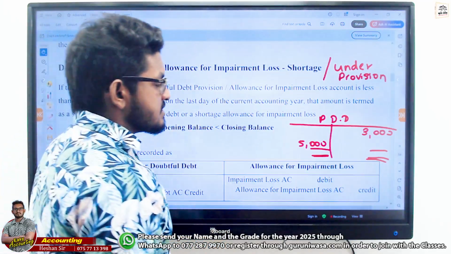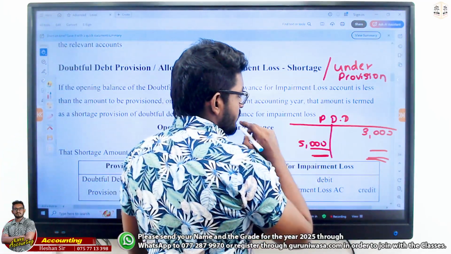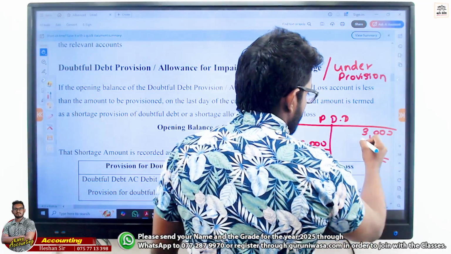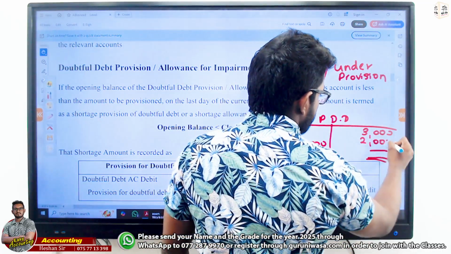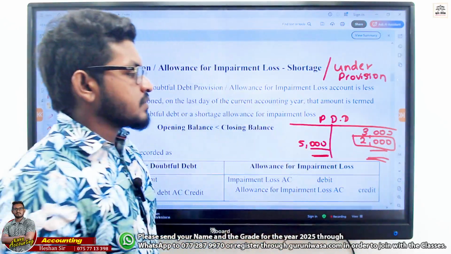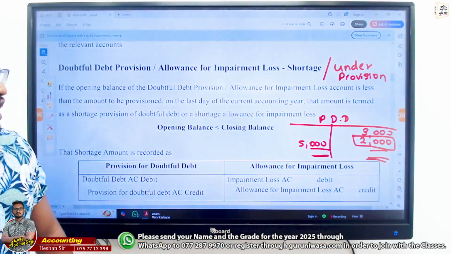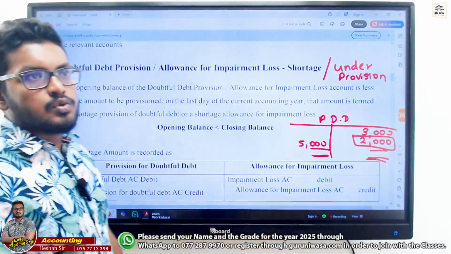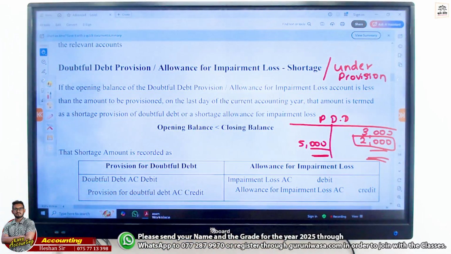Okay. In this situation, we credit the provision for doubtful debt account. Then we balance both to the 5,000, and we debit the doubtful debt account, right? That is the under provision method. Is it clear, right? So the under provision method, or the shortage, right?